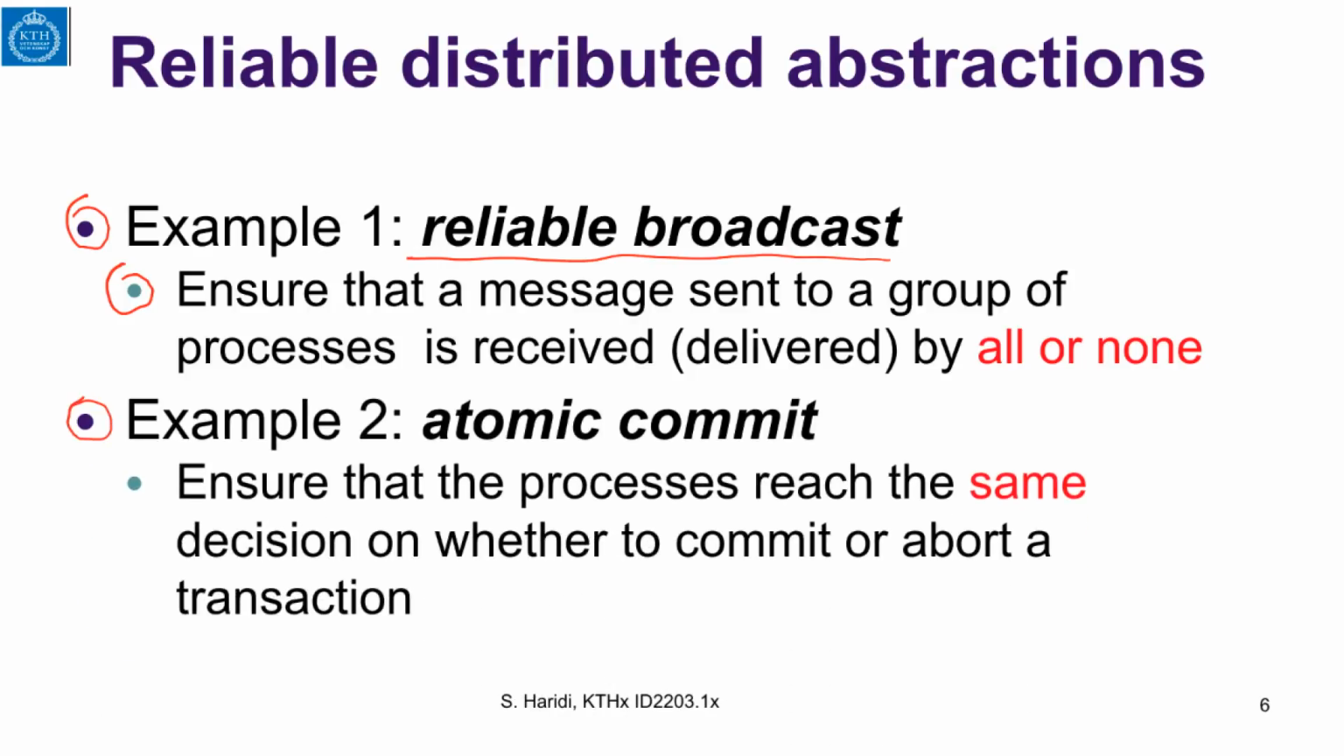Another type of distributed abstraction is atomic commit, which is a form of agreement, again, between a set of processes. We want to ensure that all the processes will reach the same decision on whether, say, to commit a database transaction or to abort a transaction.